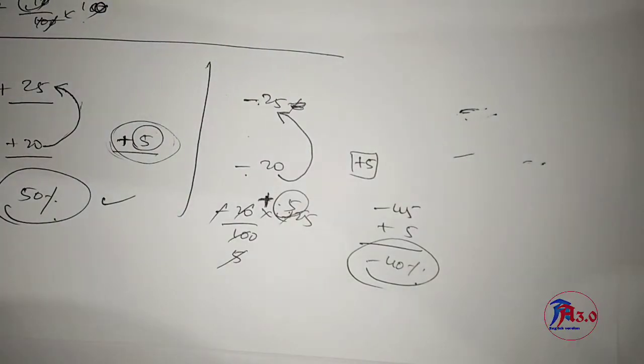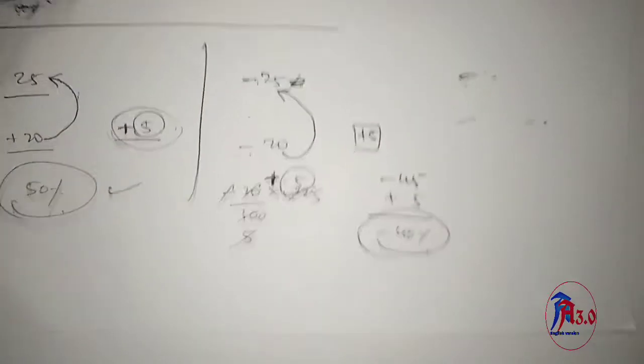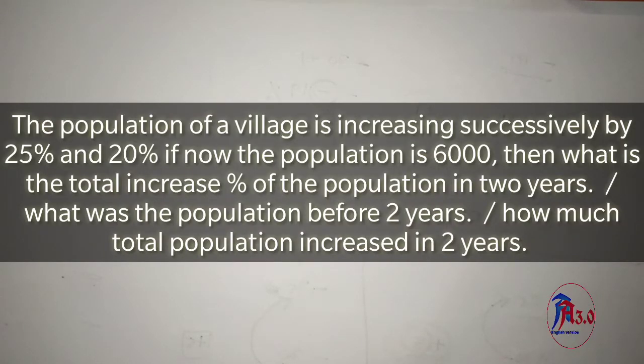So here let us try to solve somewhat twisted questions taking these concepts in population. Always see here, competitive exams never ask the same type of questions, always we have to twist the questions ourselves. So here I have twisted the question with the values, and in one question we are going to solve 3 questions. So here the question is like this: the population of a village is increasing successively by 25 percentage and 20 percentage. If now the population is 6,000, see here 6,000 is the given value after 2 years.